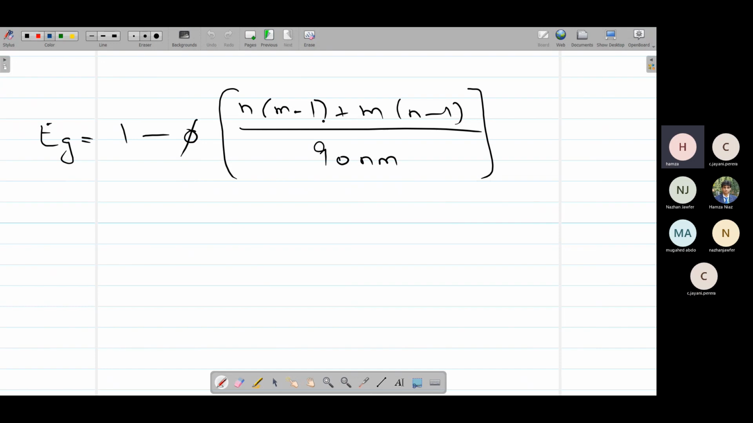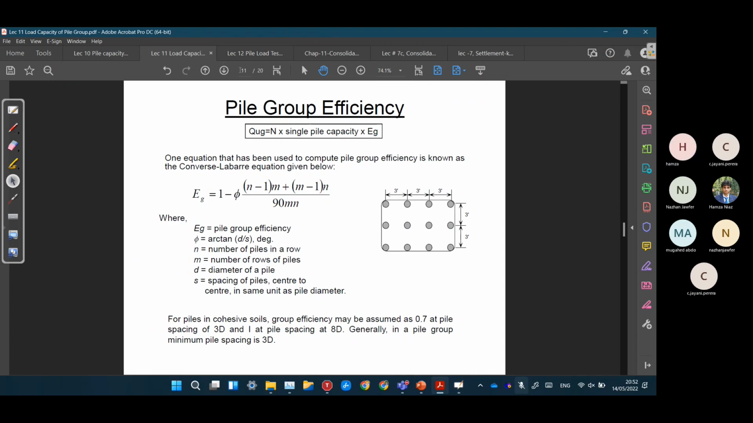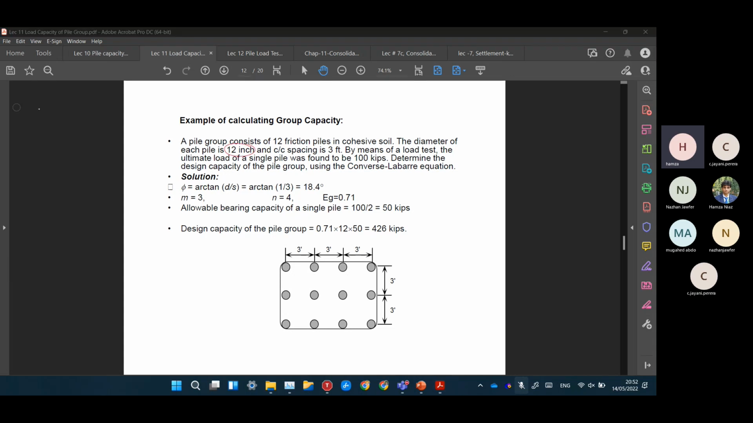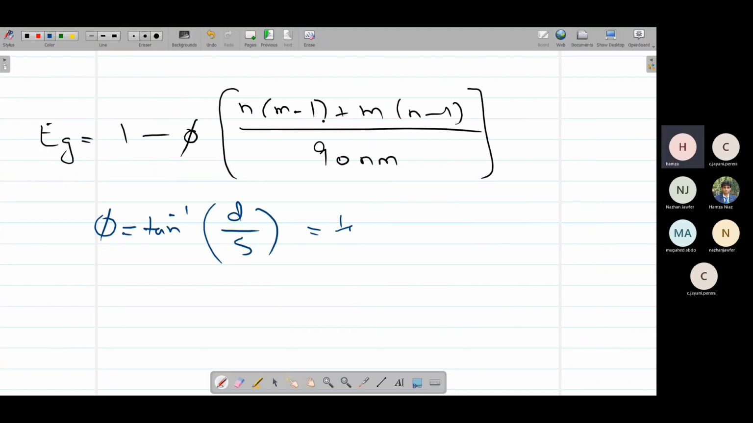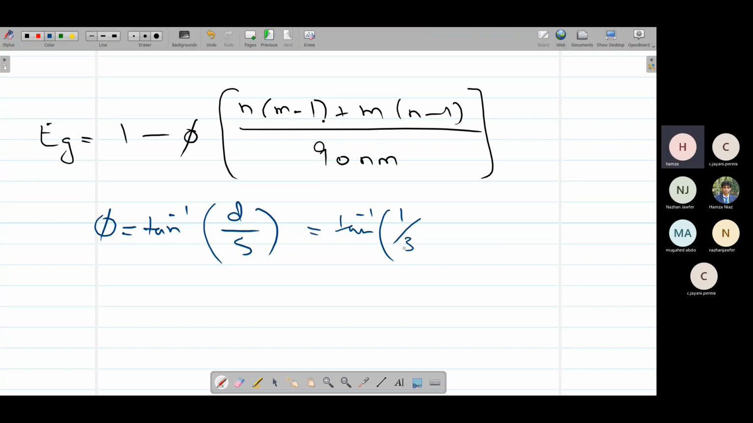So in this formula, what is this phi value? Phi is equal to tan inverse dia of pile over spacing. For example, if we move to this example, here the dia of the pile is 12 inches, so the dia of pile is 1 feet. So tan inverse 1 divided by the spacing between the piles, which is 3 feet. Tan inverse 1 by 3, we'll get the value as 18.4 degrees.